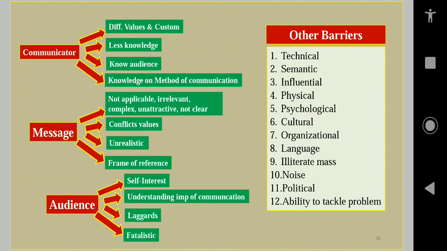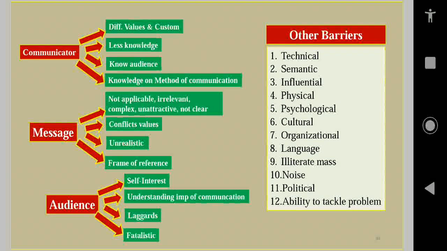Third one is not knowing the audience. If there is a lack of knowledge about people, their need, interest and ability, if the communicator doesn't know the audience, then there will be a barrier in communication also. And the fourth one is knowledge of the method of communication. If he has little knowledge of the method of communication, then there will be a problem.